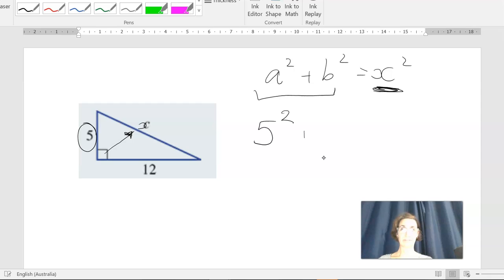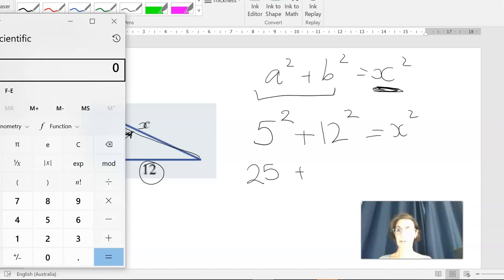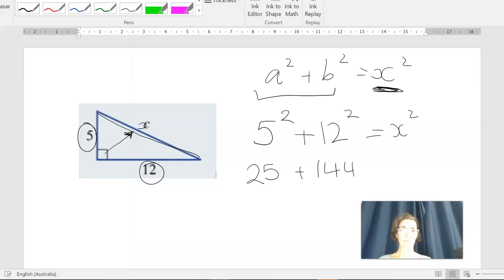A is 5, so 5 squared plus, and then I'm going to take this 12 to be B squared. So I've got 12 squared equals X squared. So X is now my hypotenuse here. So 5 squared, we can bring up a calculator if we need one, but I know that 5 squared is 25. We've got 12 squared, 12 times 12 equals 144. That's equal to X squared.